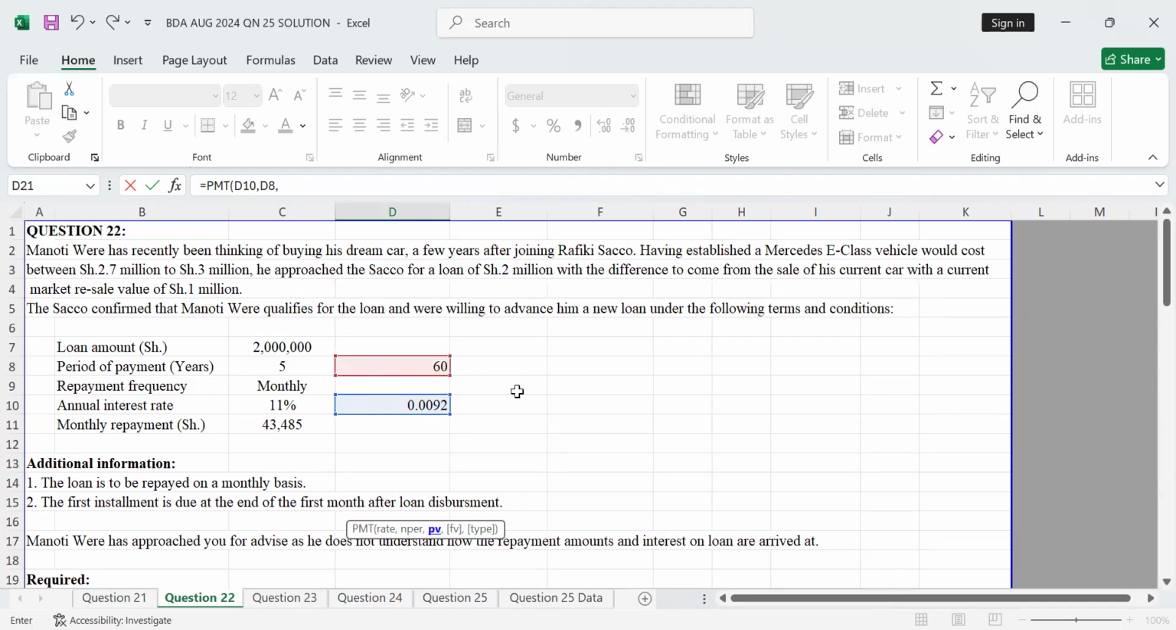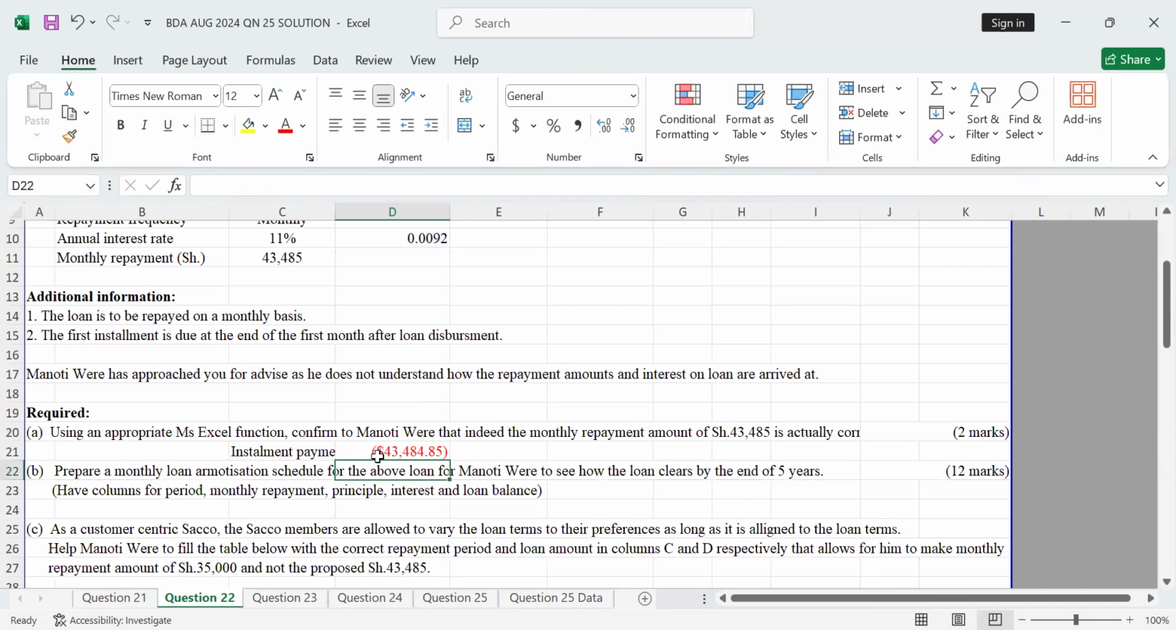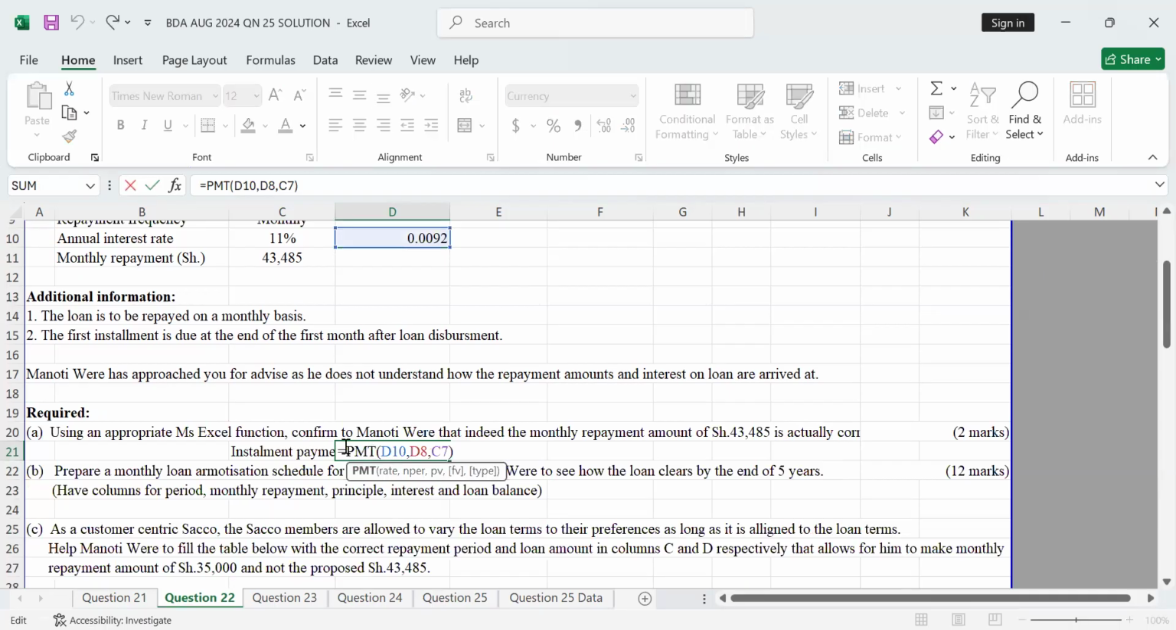Then they want the present value. This is the amount borrowed, the loan. I put a bracket, and you close the brackets. Then you can press enter. If you look, this is in a negative. So for it to be positive, I'll start with a negative here.